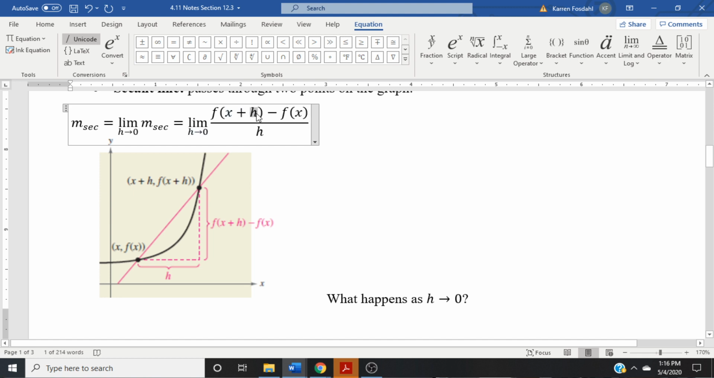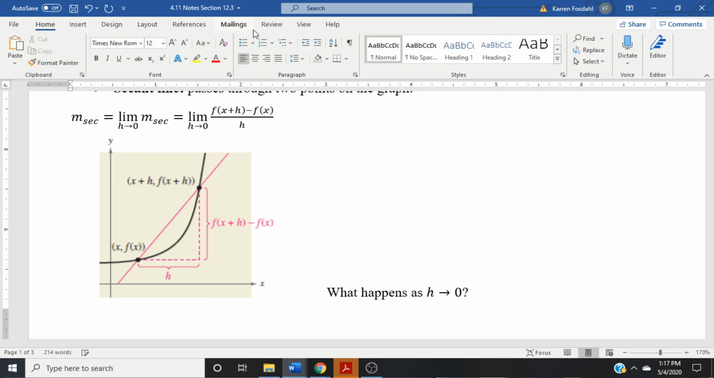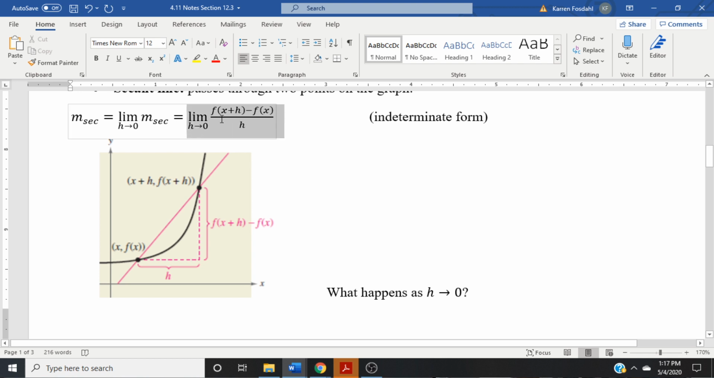So this would be 0, right? That would be 0. So then f of x plus 0 is just f of x. So f of x minus f of x is 0. Well, what's on the bottom? 0. So this formula, note, this will give us, let's stop right here, this will be an indeterminate form, okay? This will be an indeterminate form right here.